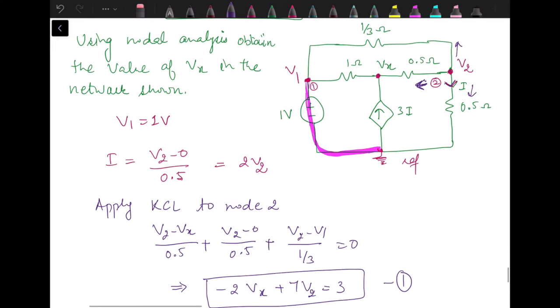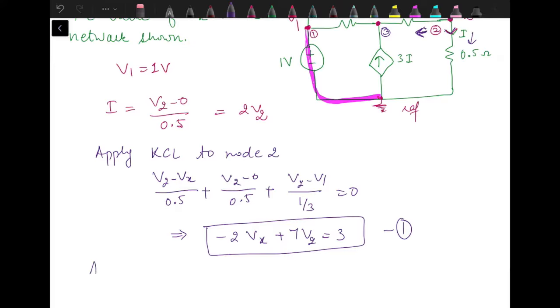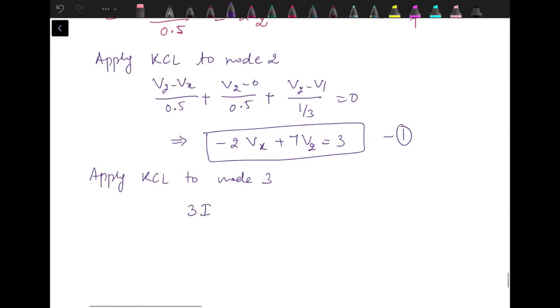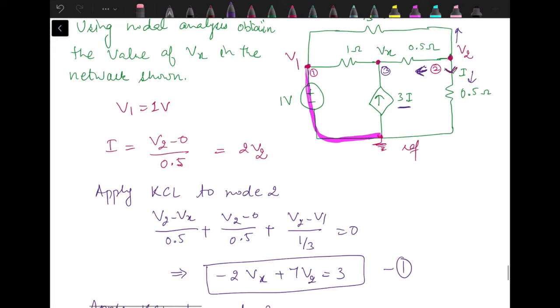Second equation we will get from this third node whose voltage is Vx. So next apply KCL to node 3. When we apply KCL to node 3, we know that the current 3I is flowing towards node 3, so it's an incoming current 3 into I. It should be equal to the current which is flowing away from the node through these two resistances.